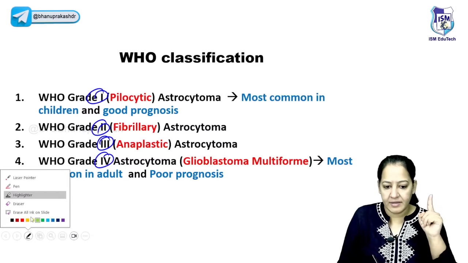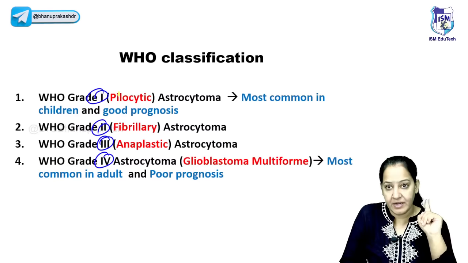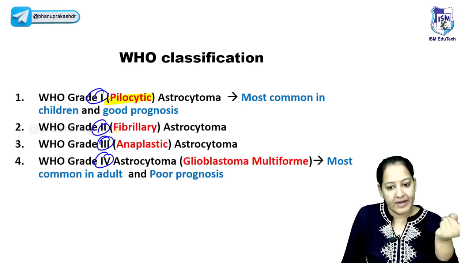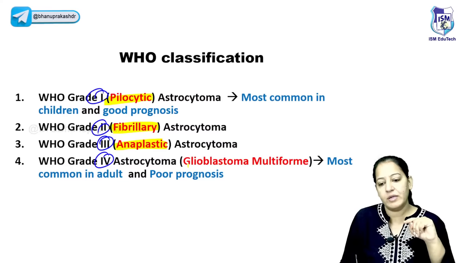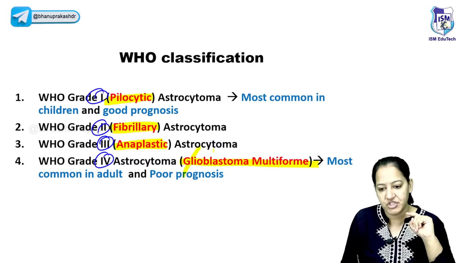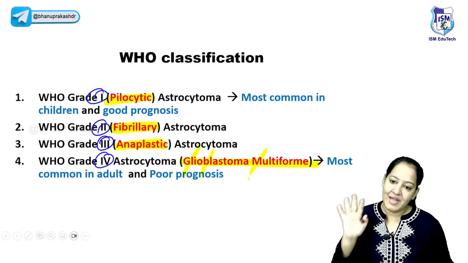I want you to learn their other names. Grade 1 is known as pilocytic. Grade 2 is known as fibrillary. Grade 3 is known as anaplastic. And grade 4 is known as glioblastoma multiforme, GBM. Okay, so that is the four types.